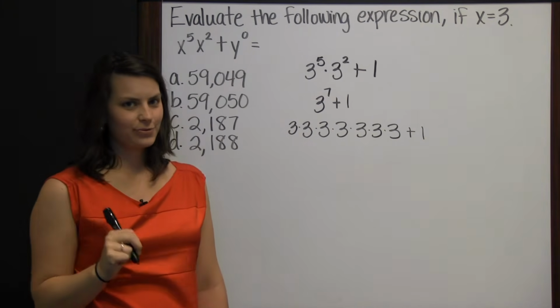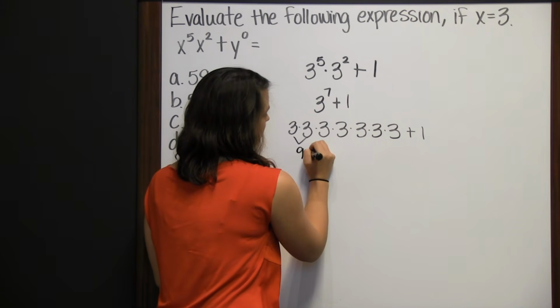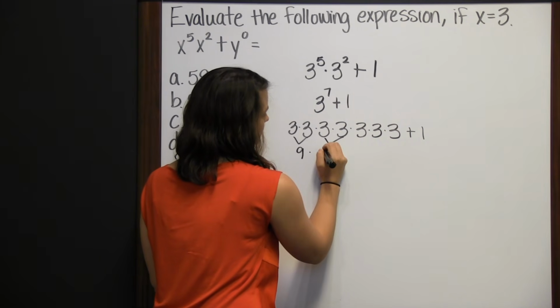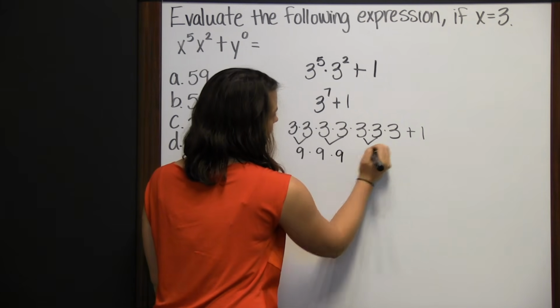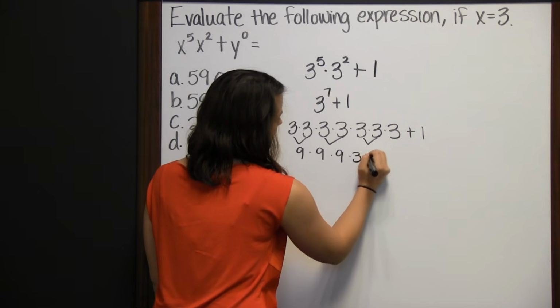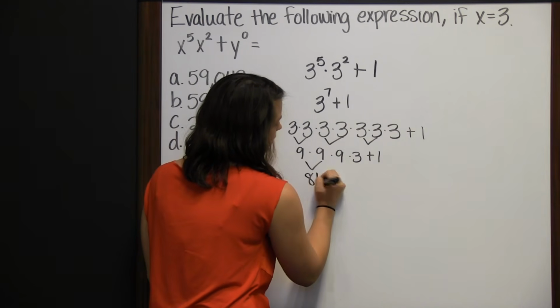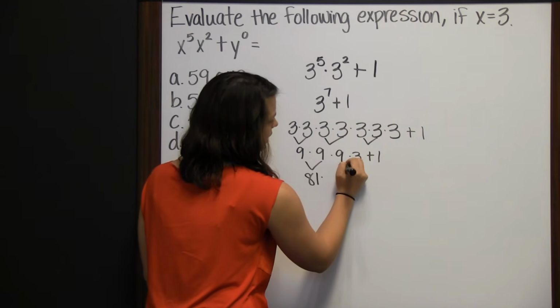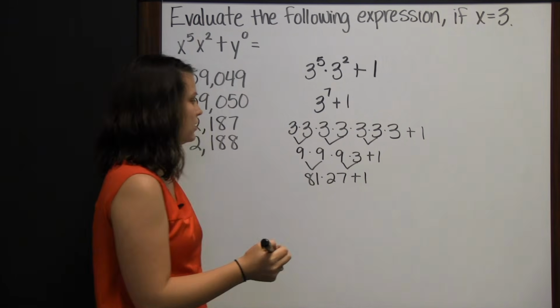Okay, so we have a lot of 3's to multiply. 3 times 3 is 9, times 3 times 3 is 9, times 3 times 3 is 9, times 3 plus 1. 9 times 9 is 81, and then 9 times 3 is 27 plus 1.